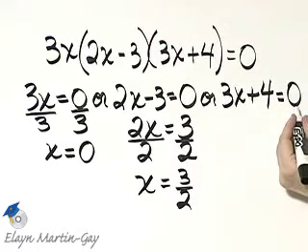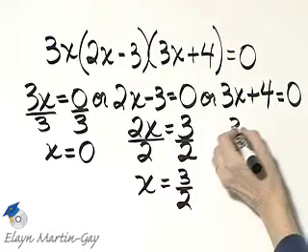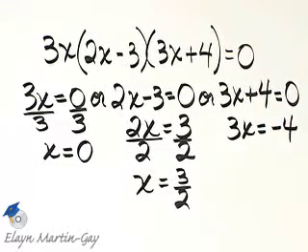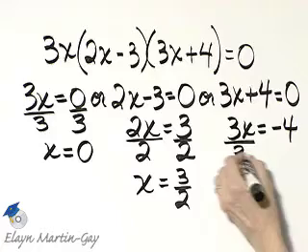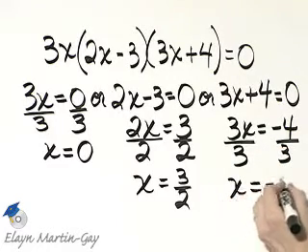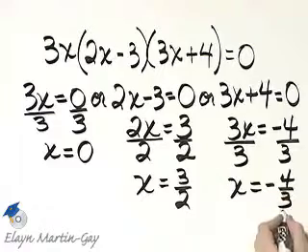How do I solve this equation? I'll subtract 4 from both sides, so I'll have 3x is negative 4, and then I'll divide both sides by the coefficient of x, which is 3, and I'll have that x is negative 4/3.